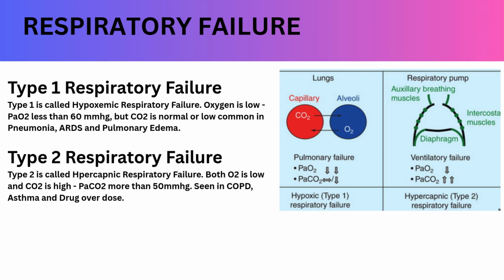We have two types of respiratory failure. Type 1 is called hypoxemic respiratory failure. Oxygen is low, partial oxygen less than 60 mm of Hg, but CO2 is normal. We could see in this condition pneumonia, acute respiratory distress syndrome, and pulmonary edema.